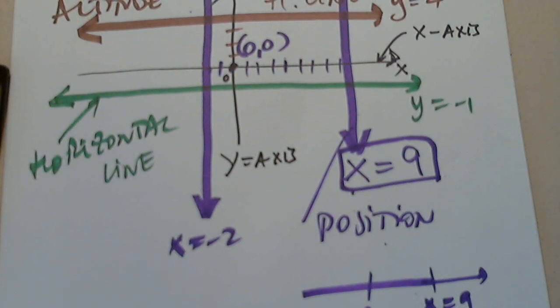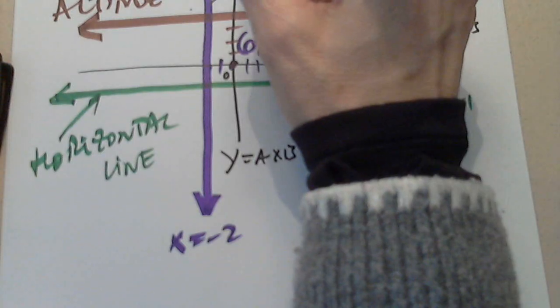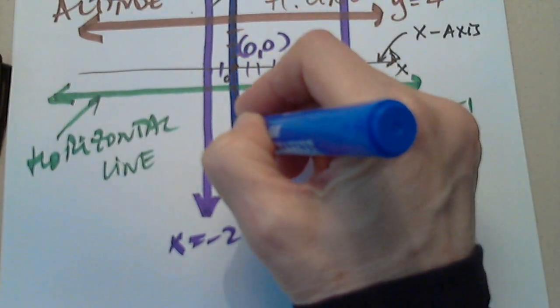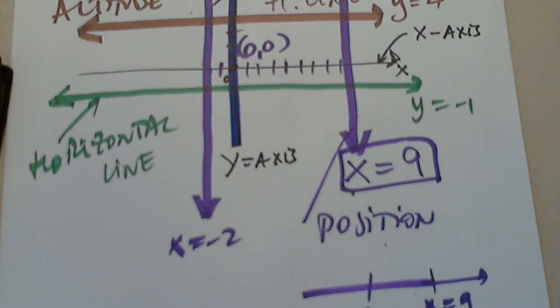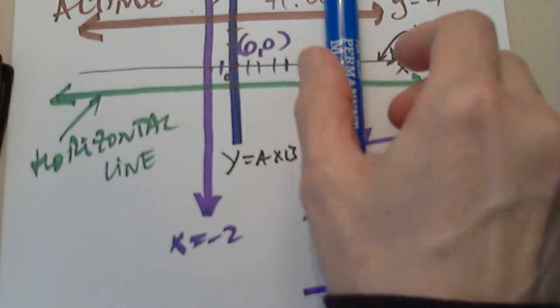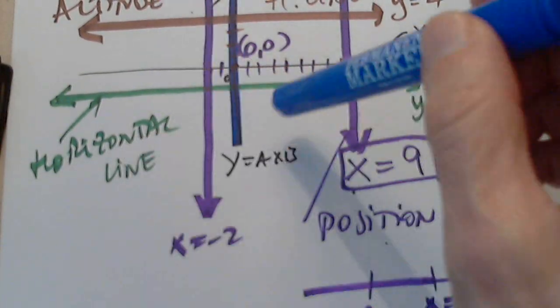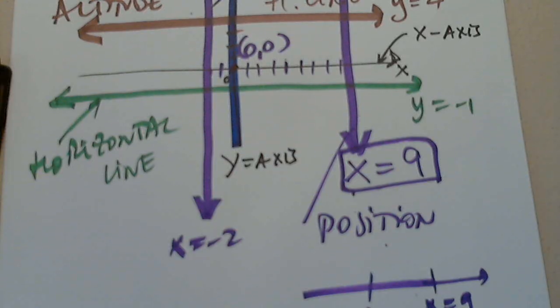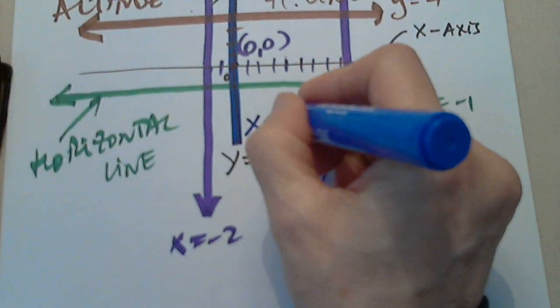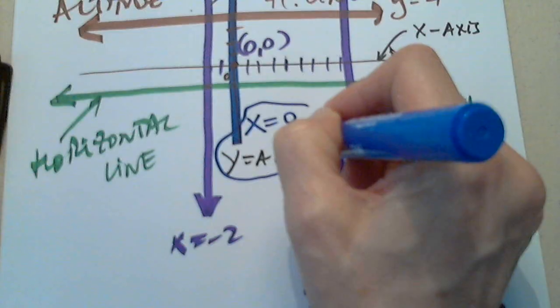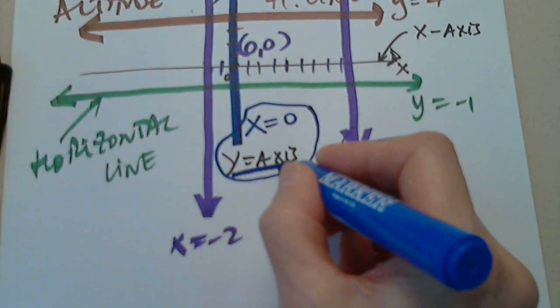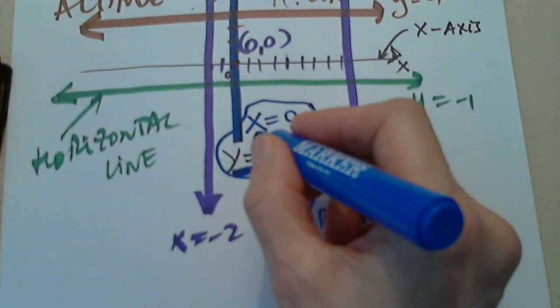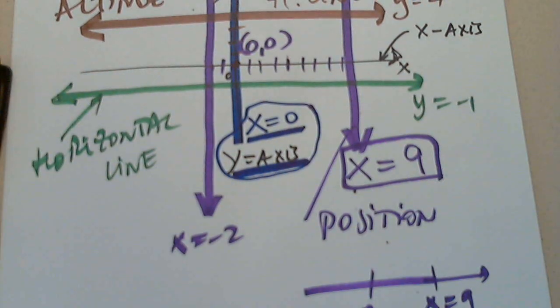Knowing that this is just x, can anyone give us the equation of the y-axis? If this is x equals 9 and this is x equals -2, what is this? It's x equals 0, and this is carved in stone. Please remember from now on, forever, the equation of the y-axis is x equals 0.